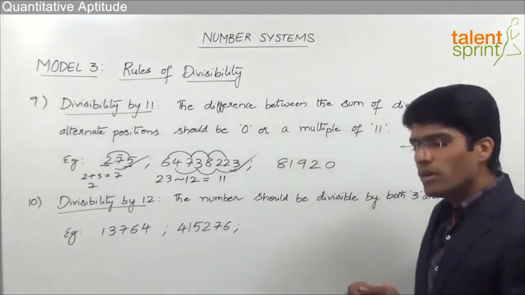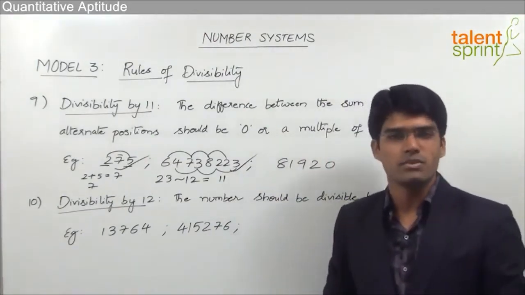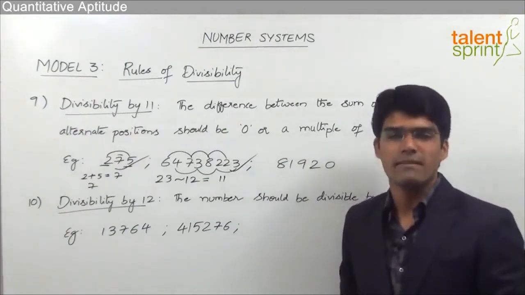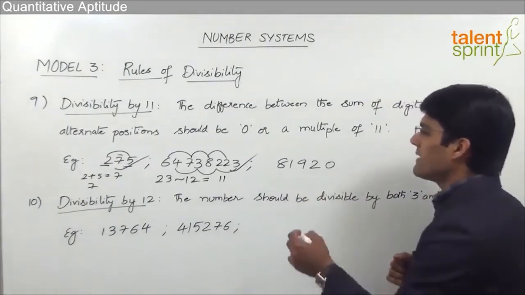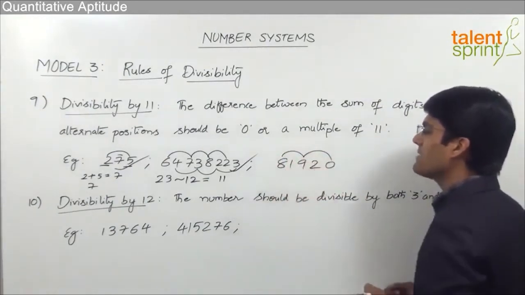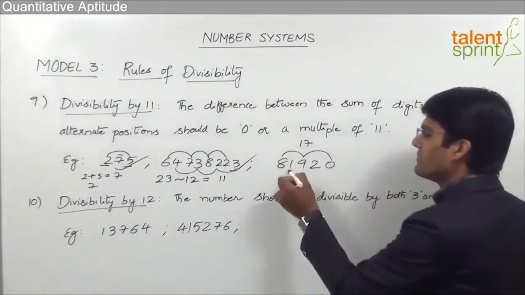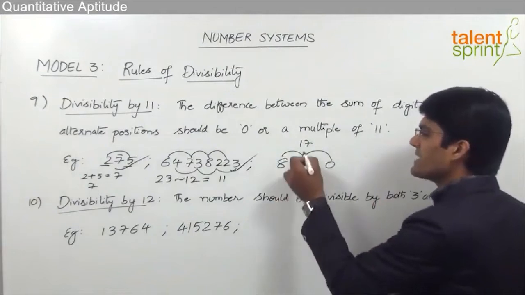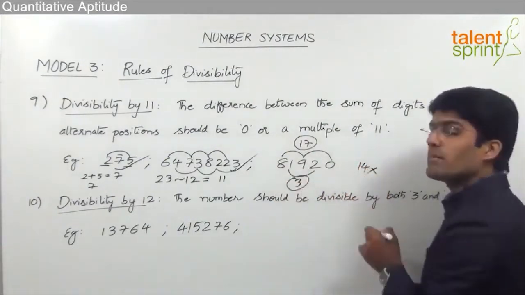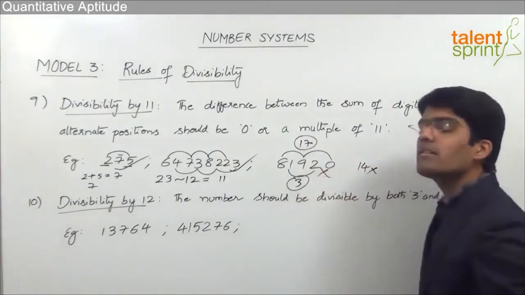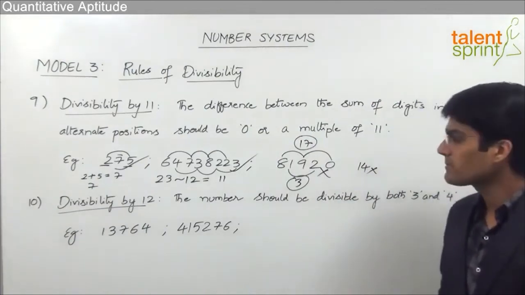So that's how we only need to find out the sums of the alternate positions and then take the difference between these two sums. If it is 0 or a multiple of 11, then the number is divisible by 11. Let us take one more example. Here the sum of alternate positions, 8 plus 9 plus 0. 8 plus 9 is 17 plus 0 is 17. And the other sum, that is 1 plus 2 is 3. 17 minus 3 will be equal to 14. And since 14 is not a multiple of 11, we can say that this number is not divisible by 11. So that's how we check the divisibility for the number 11.